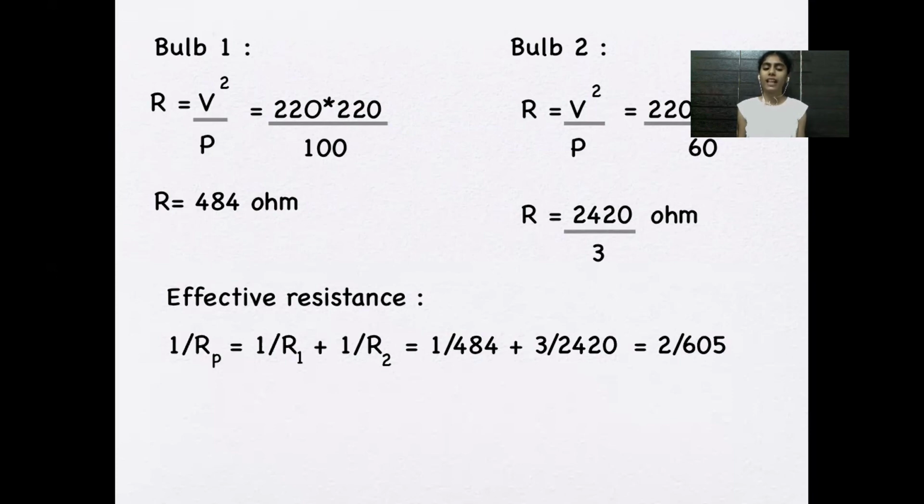But this is the value of 1 by Rp and we are asked to find the value of Rp. How to find it? It's simple. Just take the reciprocal of 2 by 605. So Rp is equal to 605 by 2, which gives 302.5 ohms. That means the total effective resistance when these two bulbs are connected in parallel combination is 302.5 ohms.